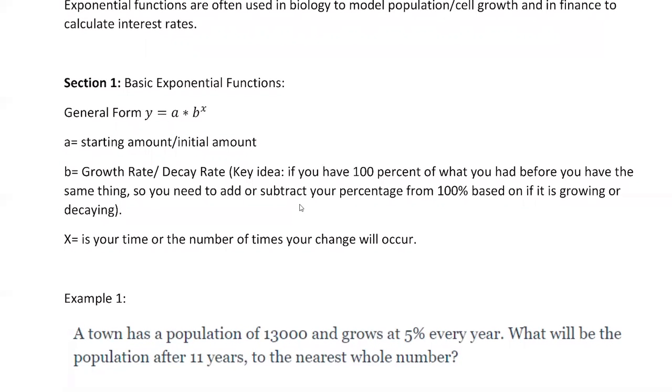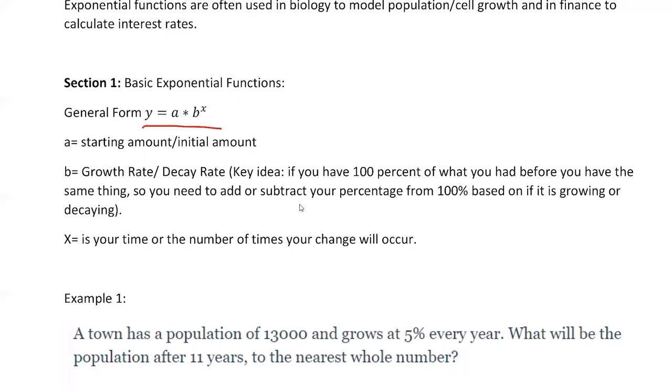Our equations are always going to use this general form. We're going to have a times b to the x power. Very similar to what we saw yesterday when we were graphing, except it's a little bit more simplified because we won't necessarily have as much going on. In general, when you're doing these types of problems, a in this formula is going to be your starting amount, or how much you begin with, whether that's money or your initial population. B is going to be your growth or decay rate.